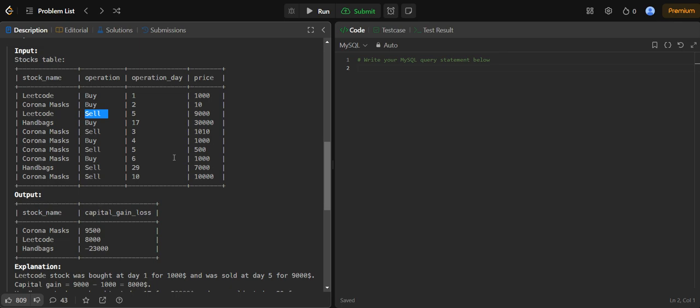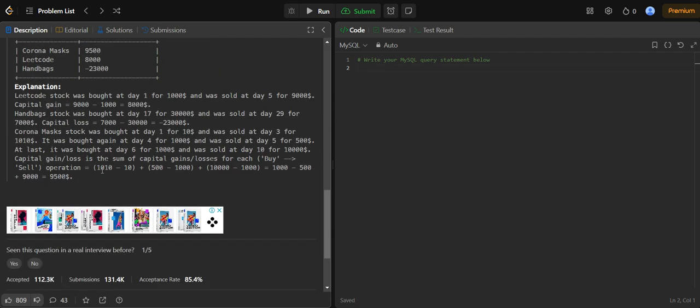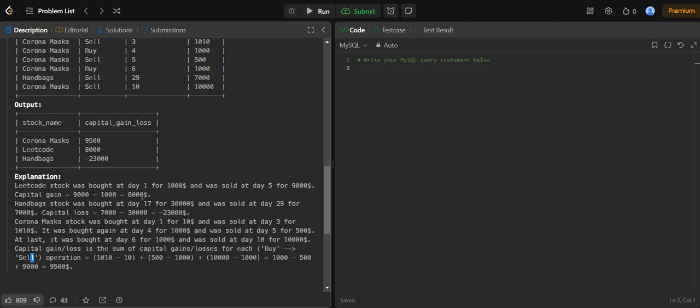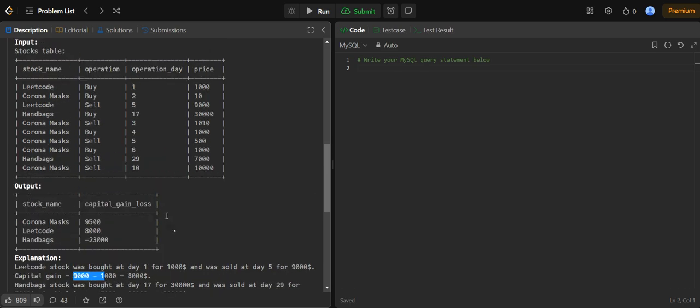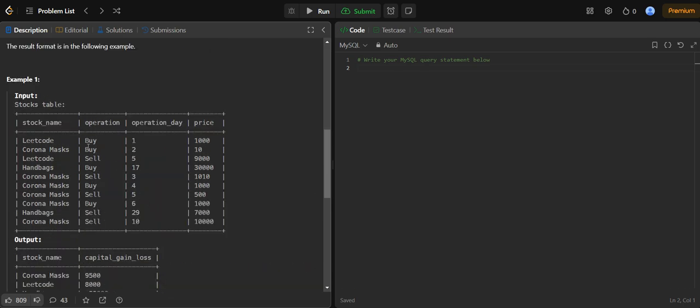Or I can also do a trick. What is the trick? The capital gain is always what? Buy minus sell, or sell minus buy. Here it is sell minus buy. So capital gain is sell minus buy. So when the operation is buy, I can just put a minus to the price. I can do a case when statement. Then I will add all of this.